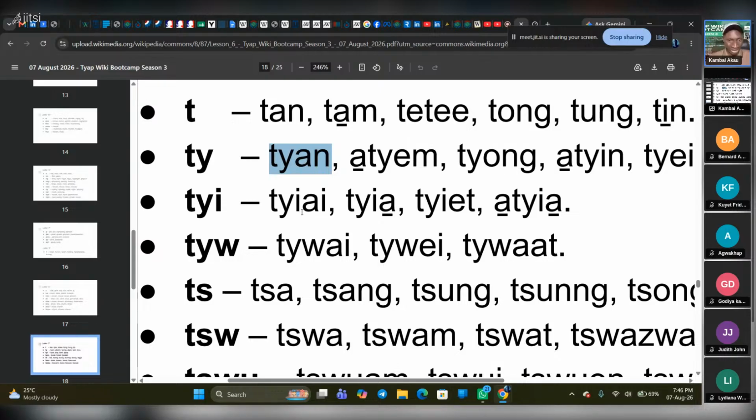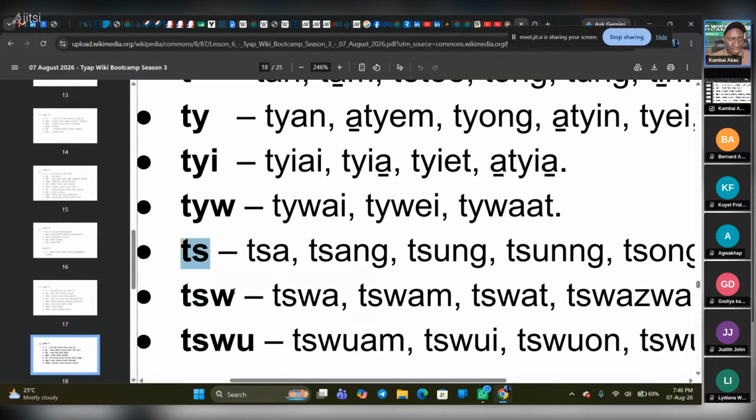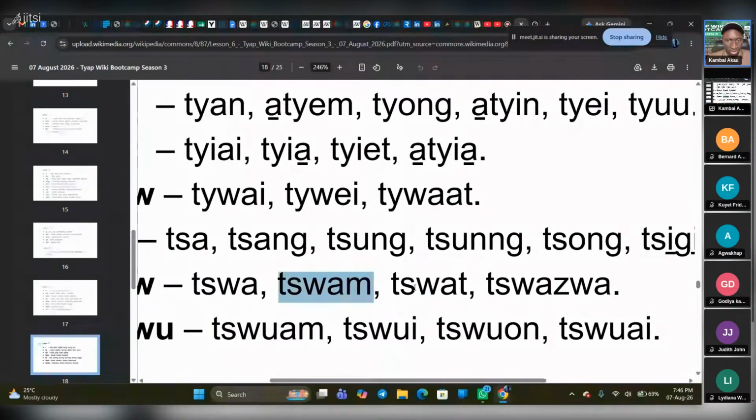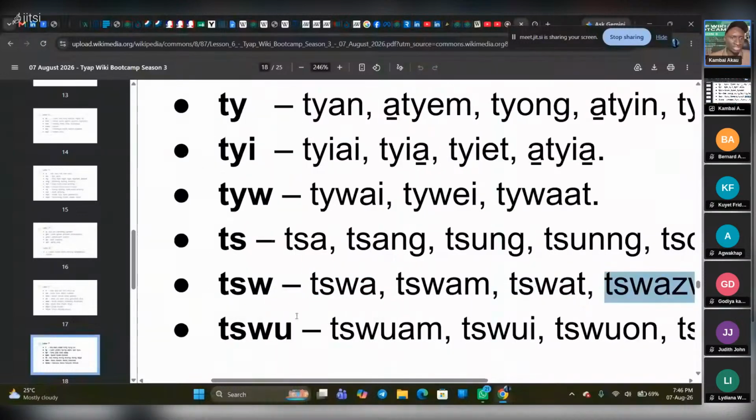But if you actually want to speak a real good Tyap language, always be mindful of how to pronounce the sounds. It's ta, not tsa. Then we have the labial form of the ta sound. Examples, we have twa, spirit, we have twam, we have twat, and then we have twadwa, and then we have the long version of the palatalized t sound.